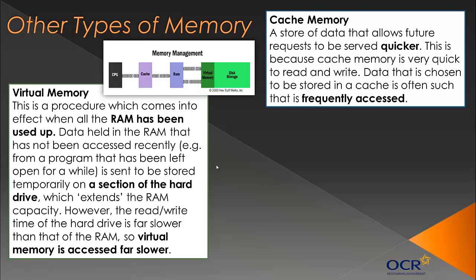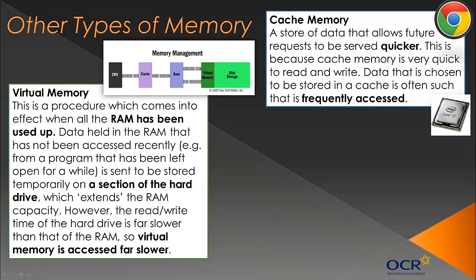So cache memory is a store of data that allows future requests to be served quicker. In topic number 2, in the CPU video, we looked at processor cache. So you can have different caches in your computer. An example is in a web browser. Cache memory is quick to read and write. It's quicker than RAM, which means that everything accessed is very quick to access. So data that's chosen to be stored in a cache is often data that's frequently accessed.